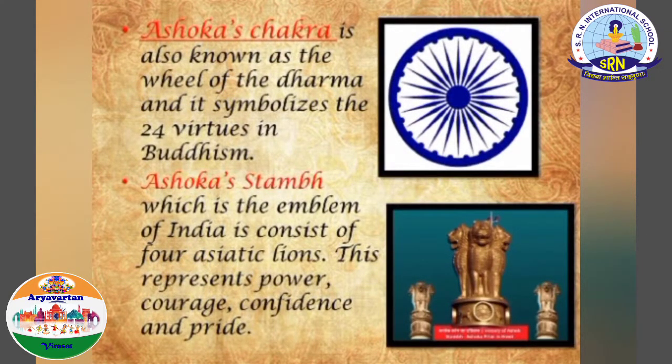Now let us talk about Ashoka's chakra. It is also known as the Wheel of the Dharma and it symbolizes the 24 virtues in Buddhism. And the Ashoka Stambh, which is the emblem of India, consists of four Asiatic lions. This represents power, courage, confidence and pride.